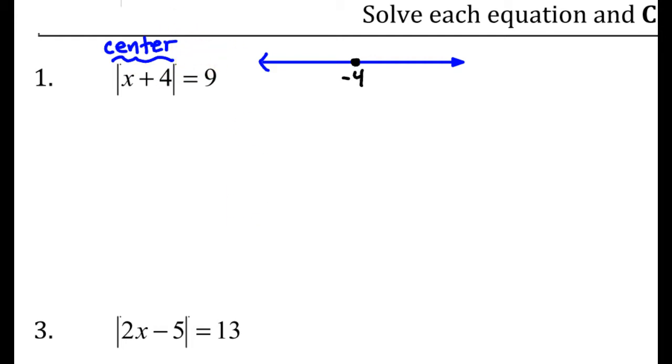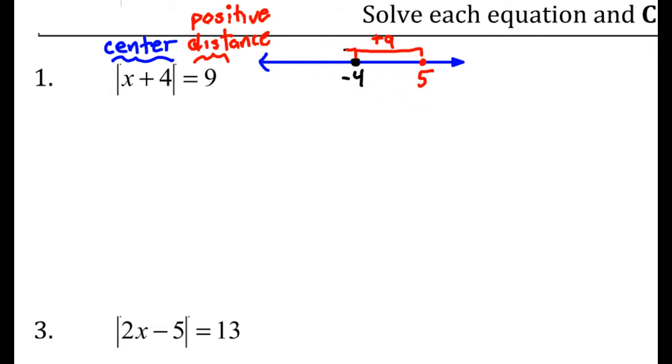And then the number that it's equal to stands for the distance, how far you're going on each side. And it's very important to understand that distance has to be positive. It's impossible to drive negative miles or to measure something and be -5 feet long. So we're going to go 9 to the right. That's going to be an answer. So from here to here, it's going to be 9. And then -4 plus 9 is going to be 5.